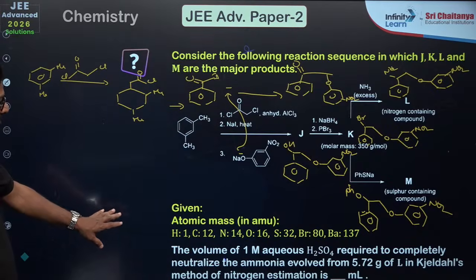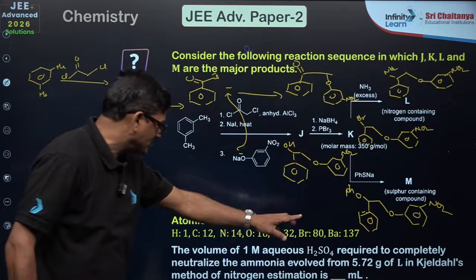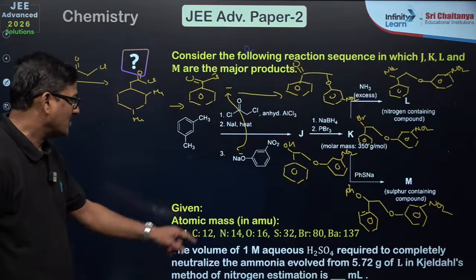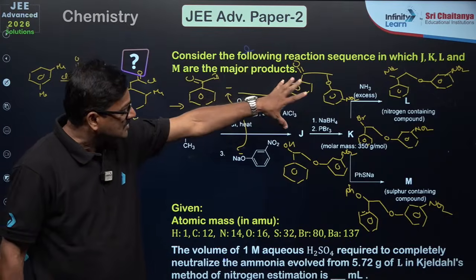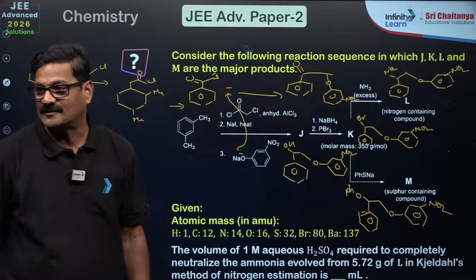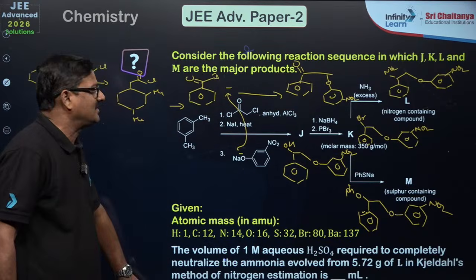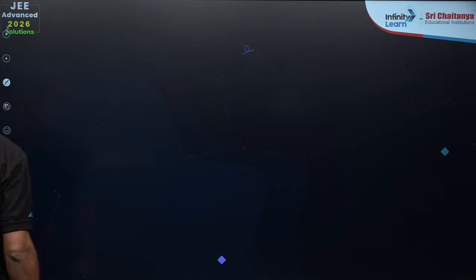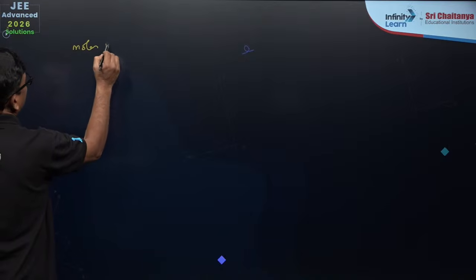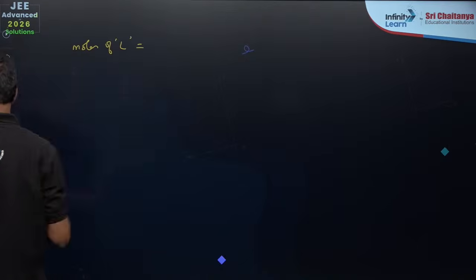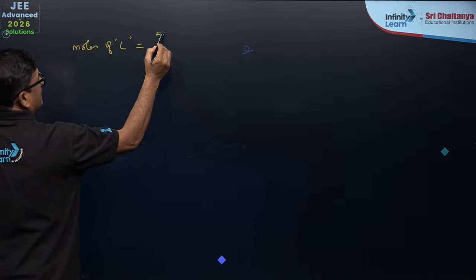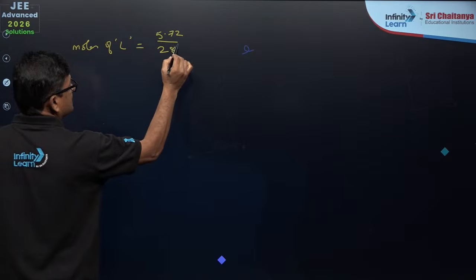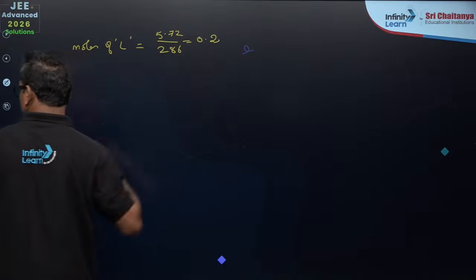Now the question: the volume of 1 molar aqueous solution of H2SO4 required to completely neutralize the ammonia evolved in 5.72 gram of L in the Kjeldahl method of nitrogen estimation. So this is a nitrogenous compound, and you have to estimate the nitrogen in it. Let us solve it using the Kjeldahl method. Moles of compound L is going to be 5.72 upon 286, which is given in the question, and it is going to be 0.02.